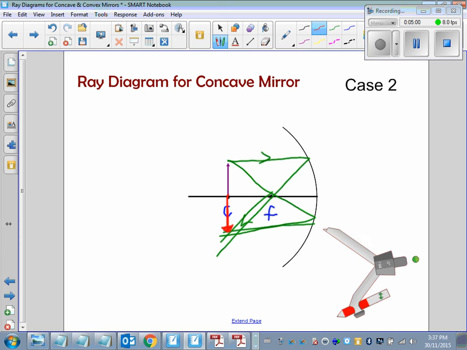So the image itself would be projected and would be in focus right on that point at the center of curvature. It would be the same size, it would be inverted, and that's the second scenario.